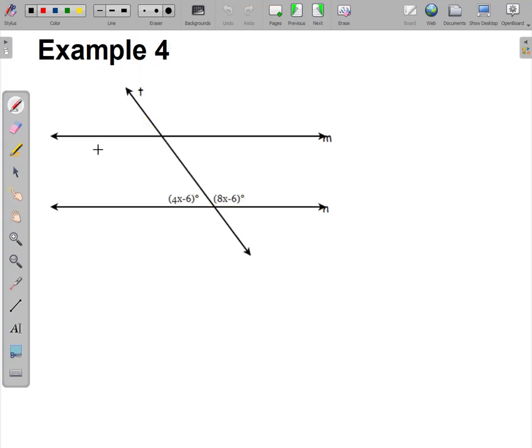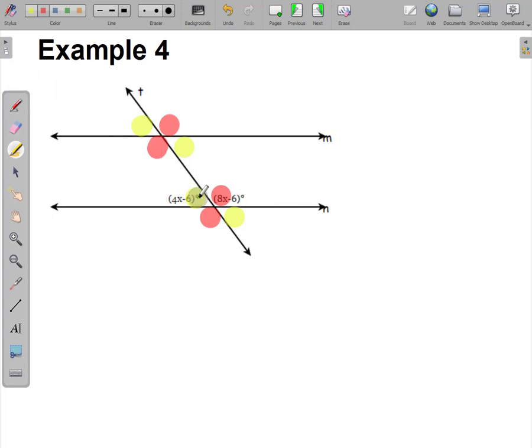Last one, example 4. So again, yellow for acute, acute, acute, and acute. So now obviously you can see this 8x minus 6 is red. And I do want to point out that these are vertical, those are vertical, just to remind you. So I've got red and vertical red, red and vertical red. Just remember, vertical angles are angles that are across from each other when you have two lines that intersect, and they're equal to each other.